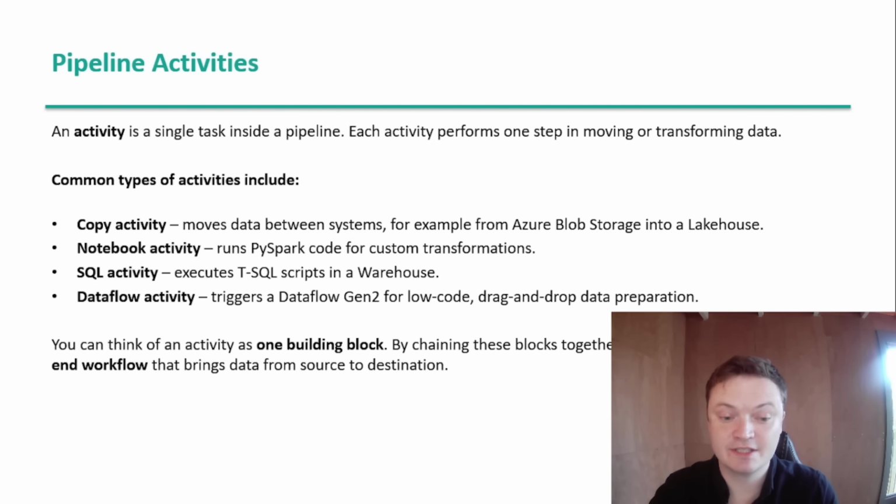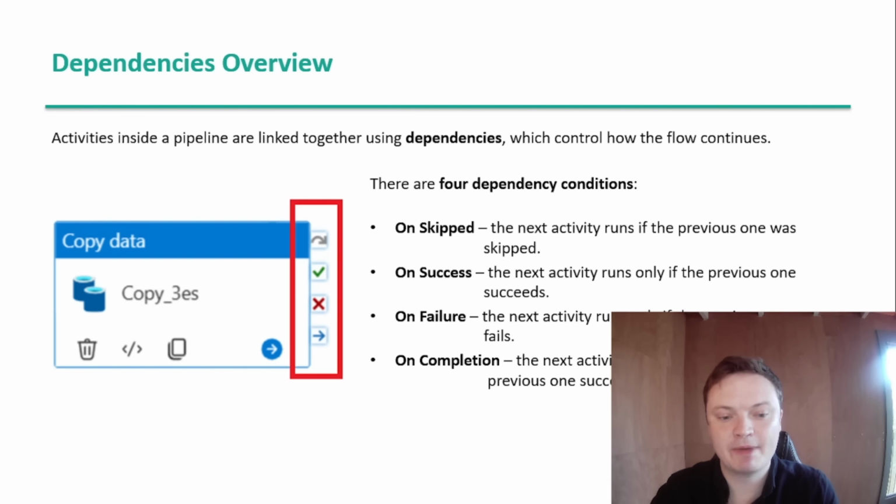You can think of an activity as one building block. By chaining these blocks together, a pipeline creates an end-to-end workflow that brings data from source to destination. So, dependencies overview. Activities inside a pipeline are linked together through dependencies, which control how the flow continues. There are 4 dependency conditions, which you can see on the image.